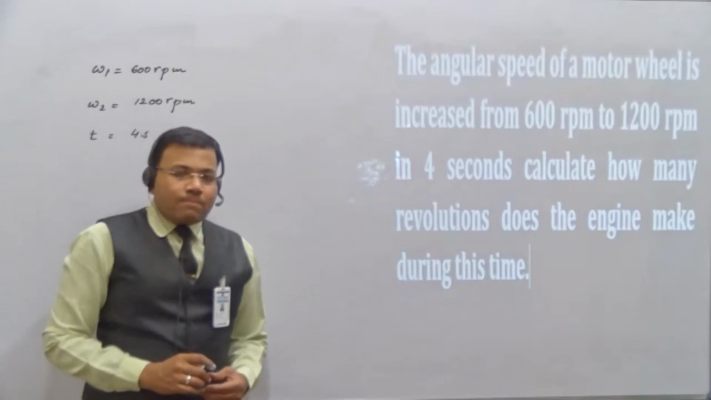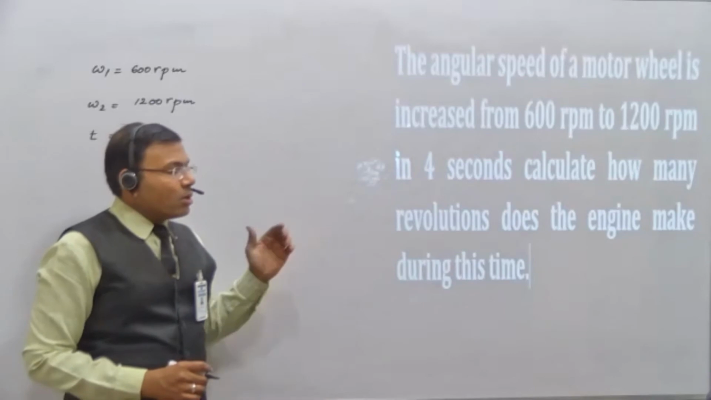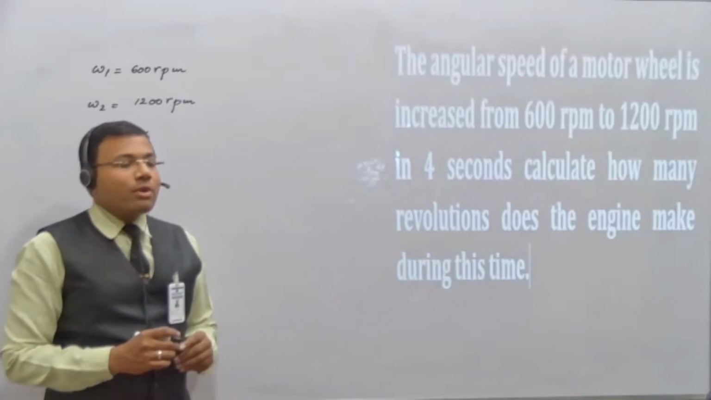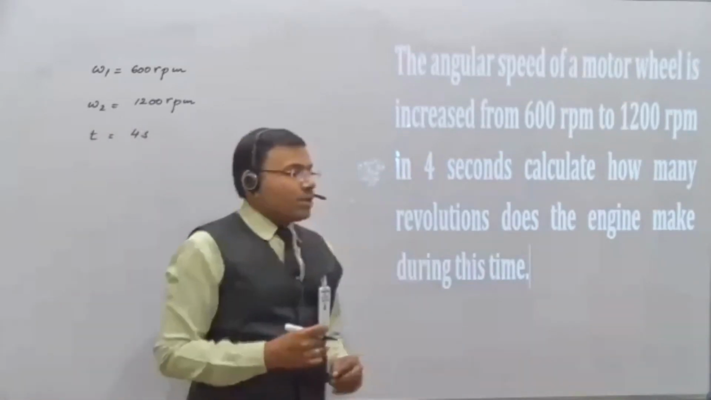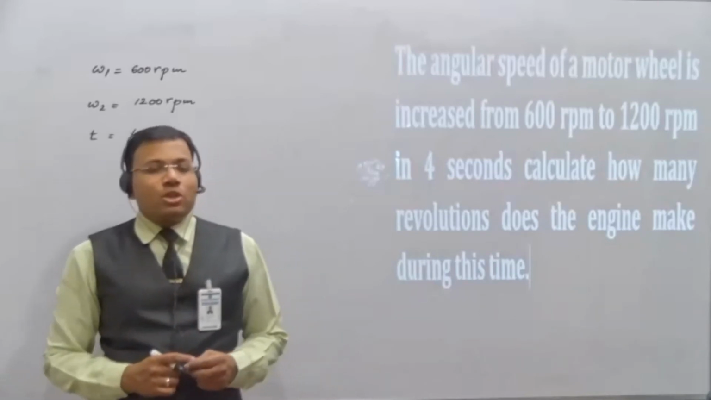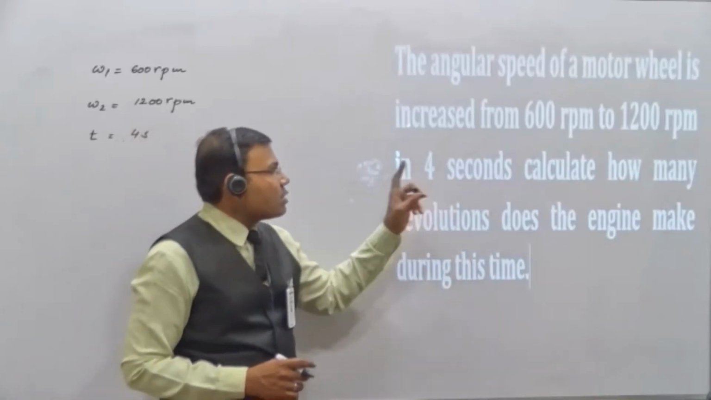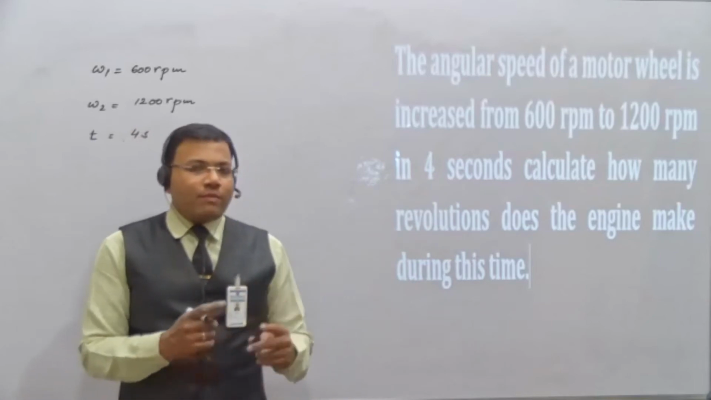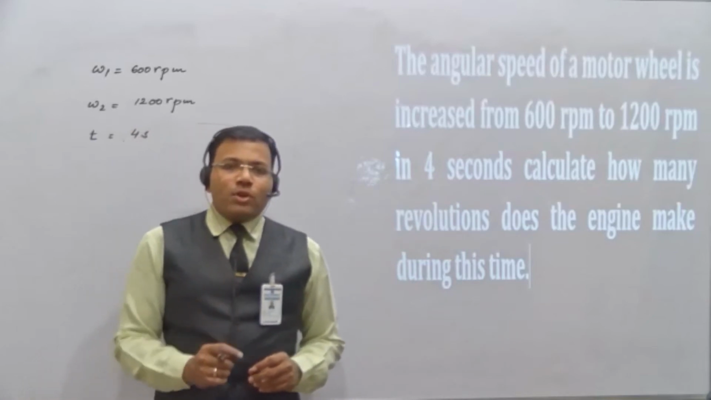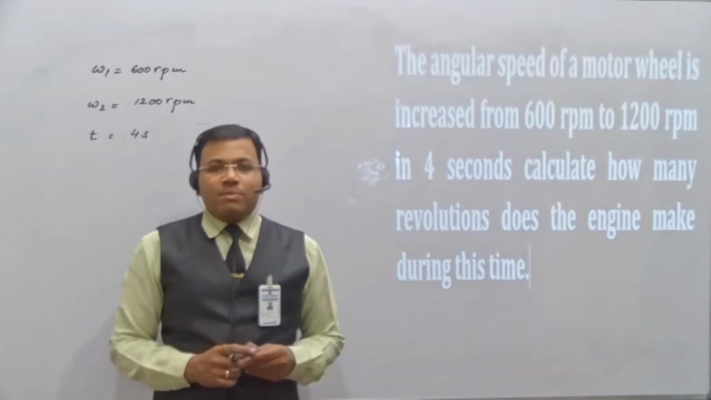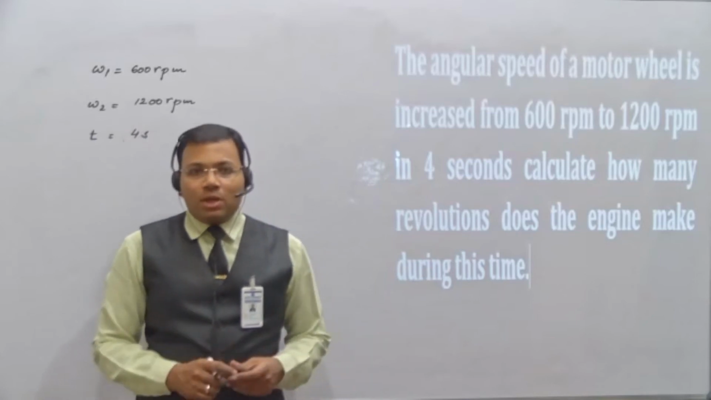To understand this, what is the concept being asked here? The number of revolutions. How many revolutions does the engine make for 1 second? We have to calculate that. That means in this time, the time of 4 seconds is mentioned, how many revolutions? For that, first of all, you have to calculate the angular displacement. How much is the total angular displacement?